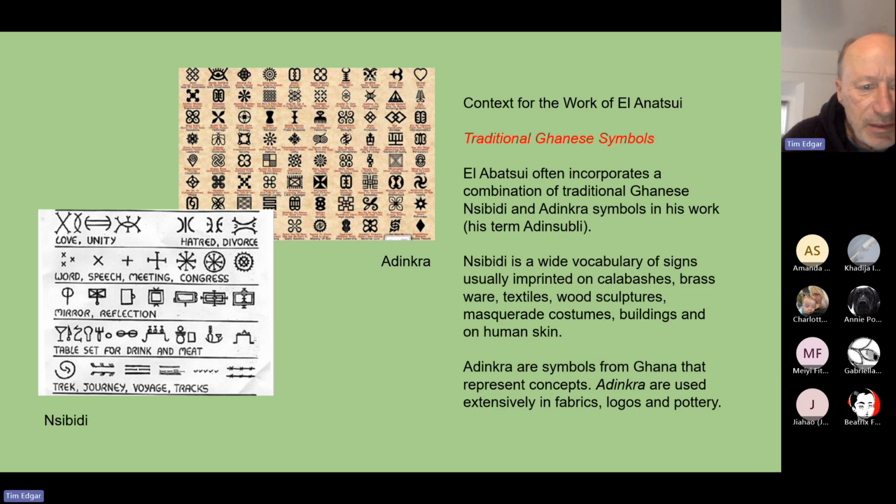Sibidi, I think you might say that, wide vocabulary of signs imprinted on calabashes, brassware, textiles, wood sculptures, masquerade costumes, buildings, and on human skin. These here, I mean, they're great. I love them. They're great symbols. And then Adinkra, these represent concepts used in fabrics, logos, and pottery. So he's got some beautiful symbols here that he's combining in his work.